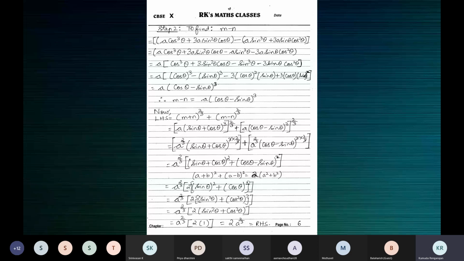It is given in the exponential form. You can take it in the radical form. So 2 by 3 is nothing but the cube root of m plus n, the power being 2 by 3, which means it is the cube root of m plus n the whole square. Yes, do it.